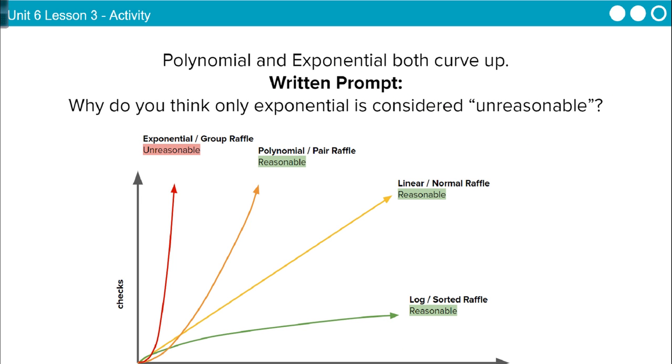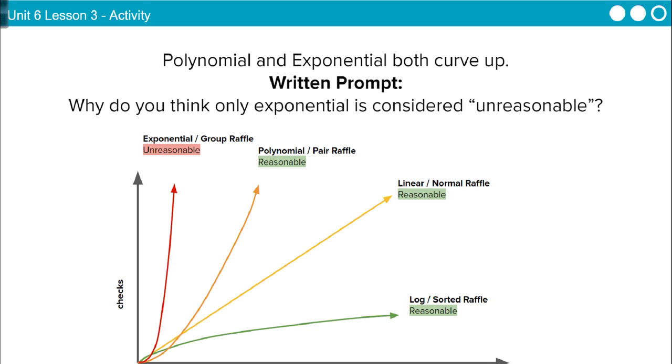Why do we think only exponential is considered unreasonable? So we've done the linear one. We did the sorted raffle. We did the binary search. That actually would be a log. Most of you probably noticed that. The polynomial was our pair raffle. But then the group raffle is exponential. So why do we consider that one unreasonable? And just by looking at this graph, the answer should be clear that it's going to get bigger faster than any of these other ones. And that's going to create a problem for our computation.